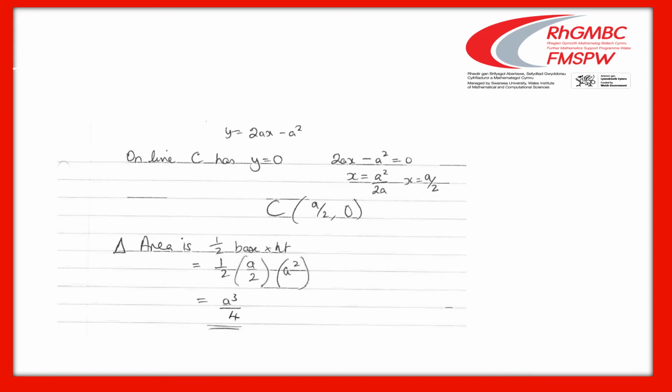The coordinate C is on the equation of the tangent and crosses the x-axis. So if we put y equals 0 into the equation of the tangent, we get x equals a over 2. So that means that the length from O to C is of size a over 2. And O to C and O to D are the base and height of the triangle. So we have half base times height, which gives us an area of a cubed divided by 4.